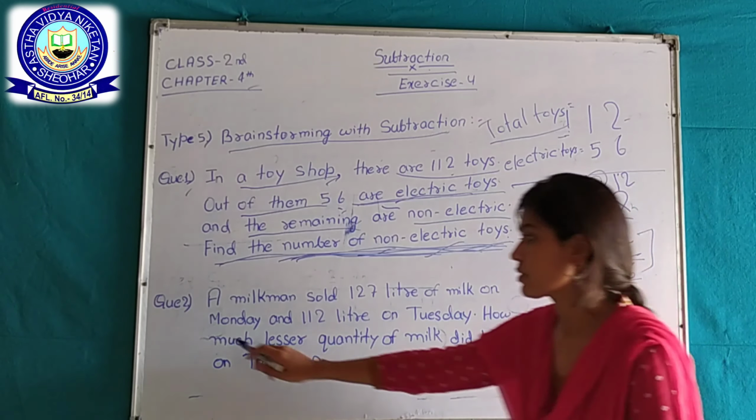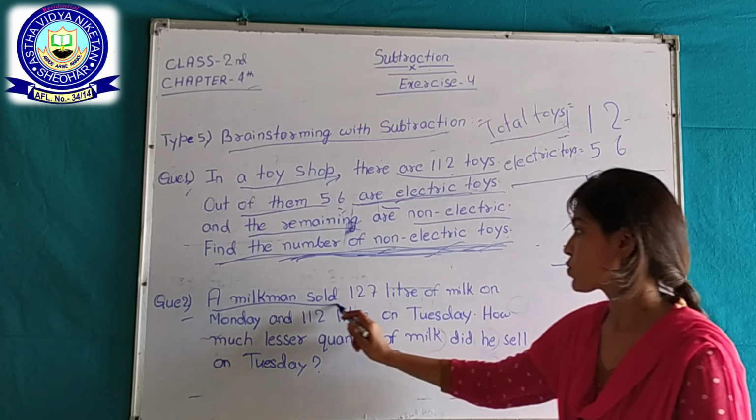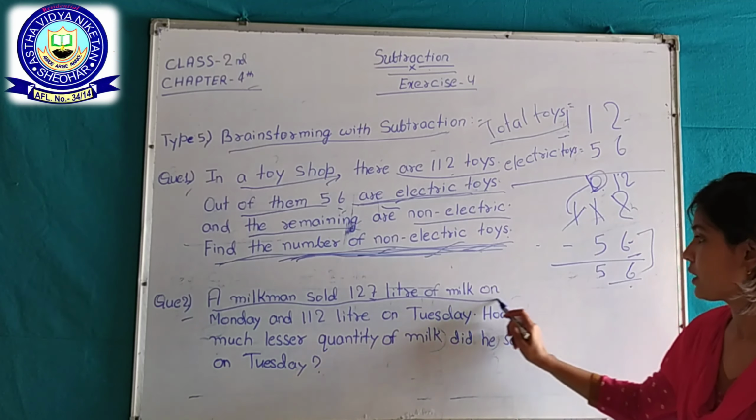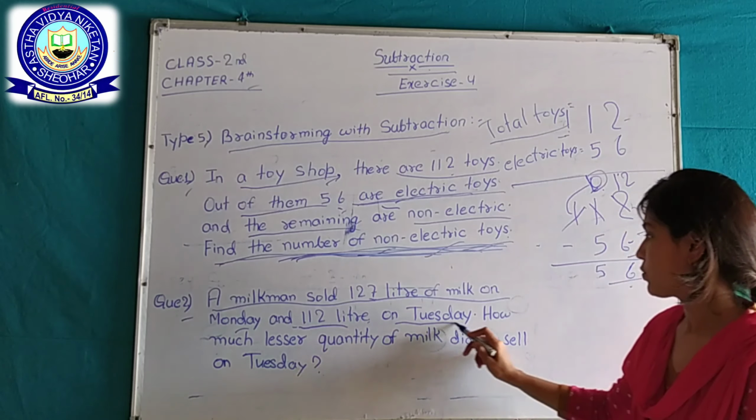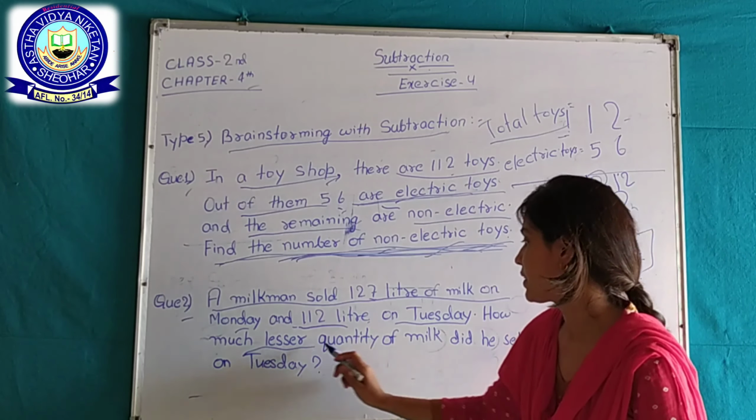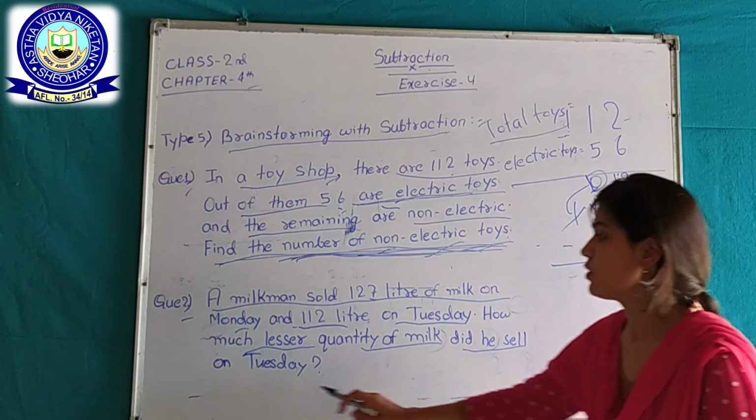And here's question number 2. A milkman sold 127 liters of milk on Monday and 112 liters on Tuesday. How much lesser quantity of milk did he sell on Tuesday?